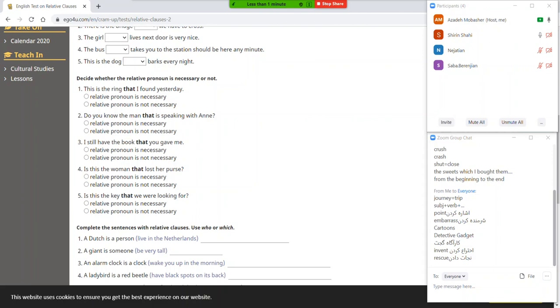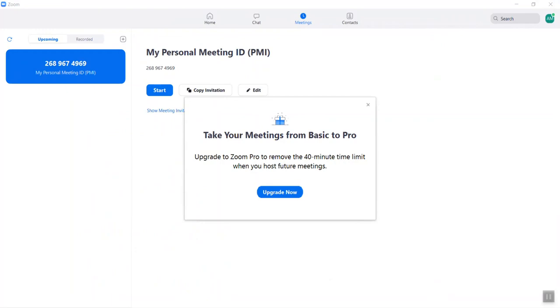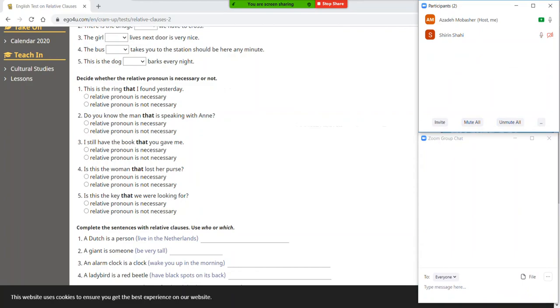But you're wrong. We can omit it. Yes, very good. Can you hear me, Shirin? Yes. So if you can omit that, just read it while you omit the pronoun. This is the ring I found yesterday. Now number two.